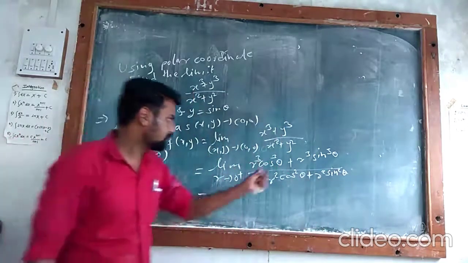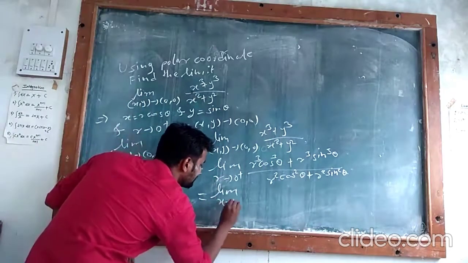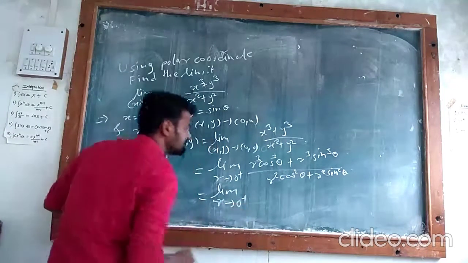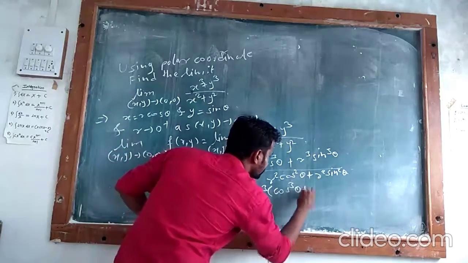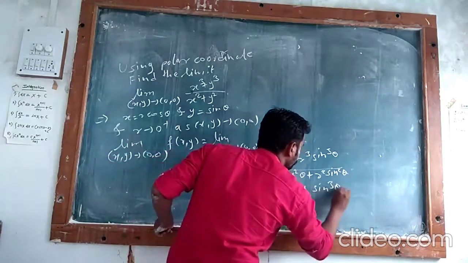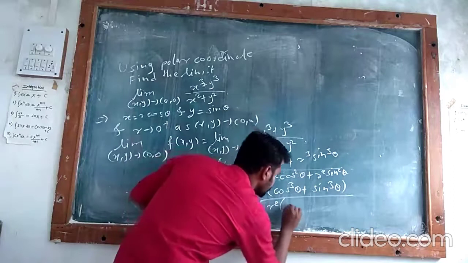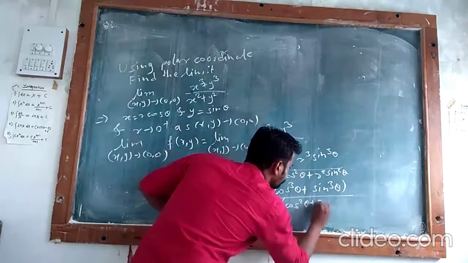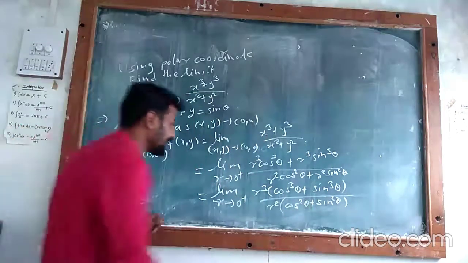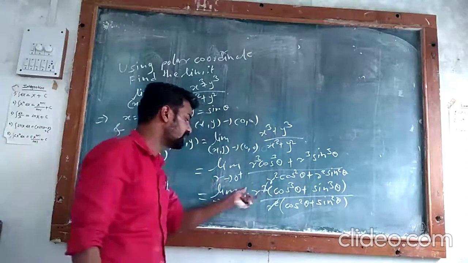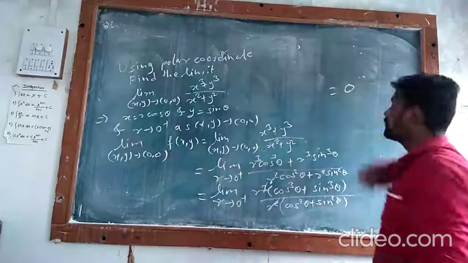Okay, now we will take common r cube from these two terms. So we have limit as r tends to 0 plus of r cube in a bracket (cos cube theta plus sin cube theta) divided by r square in a common (cos square theta plus sin square theta). We know that cos square theta plus sin square theta is 1, and this r cube and r square cancel, we have only r. If we put r is equal to 0, then we have value is 0.